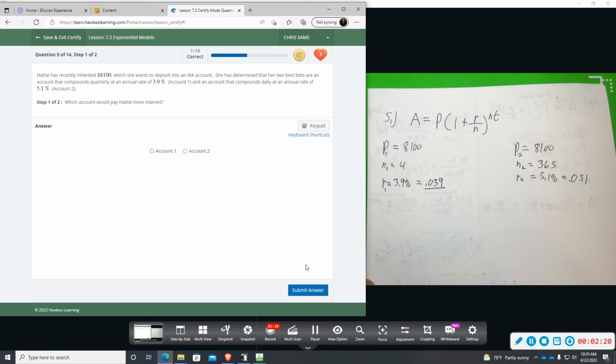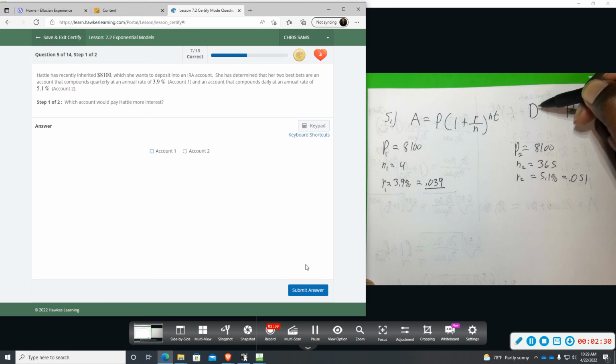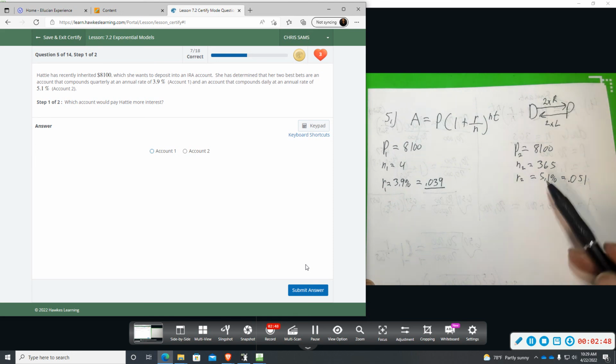If you don't remember how to convert, I'll put those two words in alphabetical order. D comes before P. Decimal going to percent, you move the decimal 2 times to the right, 2R. And if you're going from percent to decimal, you move the decimal 2 times to the left. Percent to decimal: you have to move it and add a 0. That's the way I remember that.